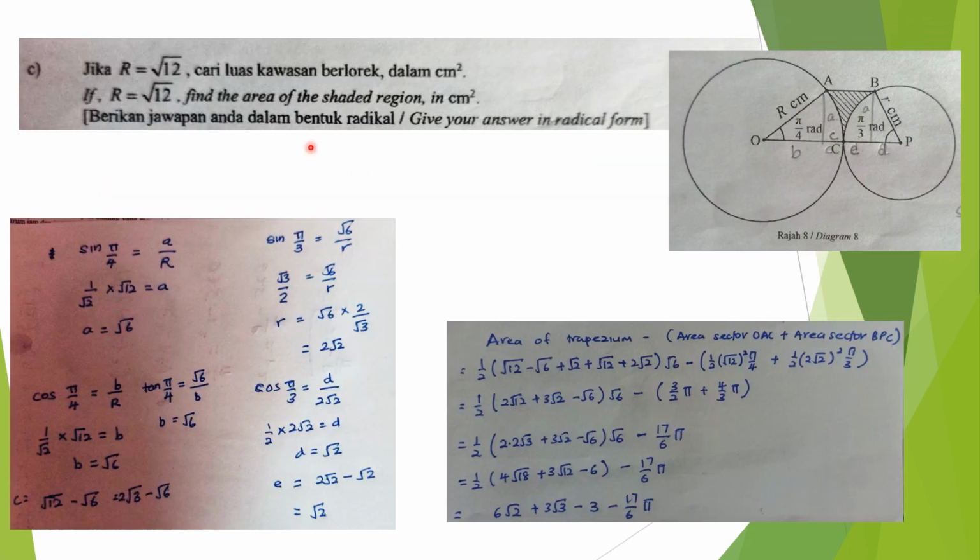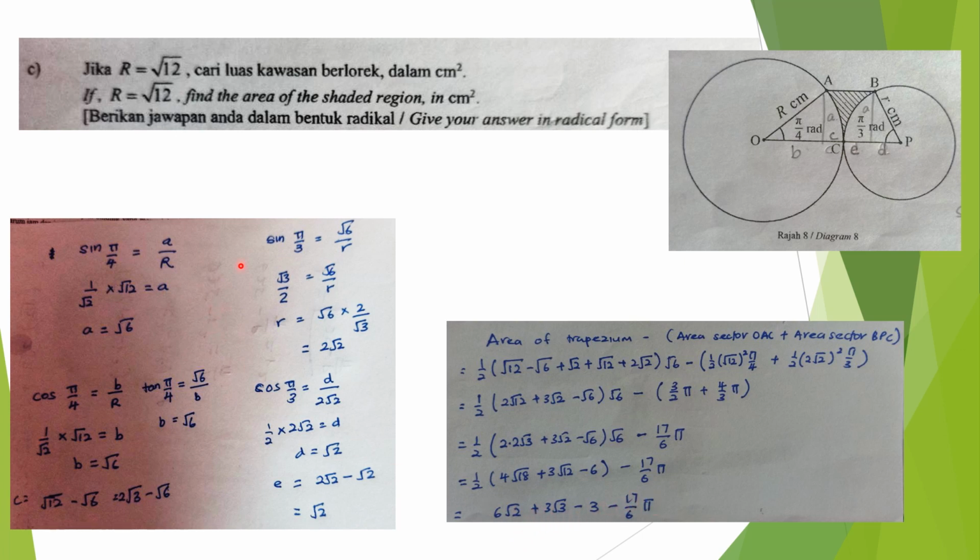Next, we go to part C. If r equals square root 12 and capital R equals 12 square root 12, find the area of the shaded region in centimeter squared. Your answer should be in radical form. That means we don't want any answers in decimals or fractions. So this is the type of radical form.